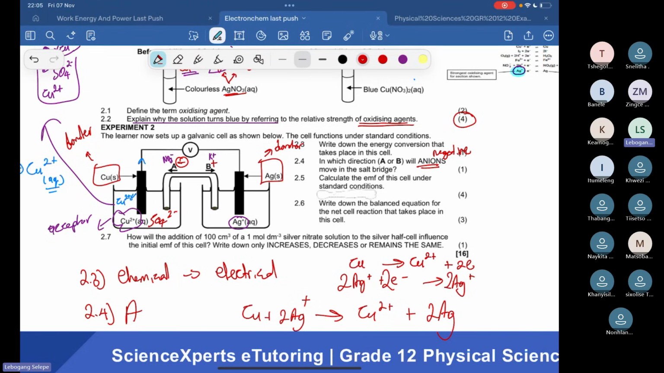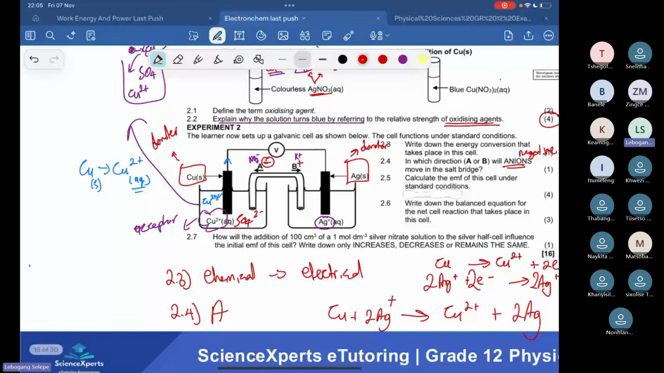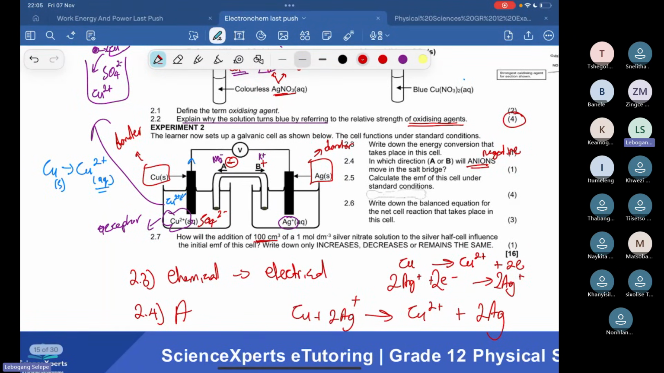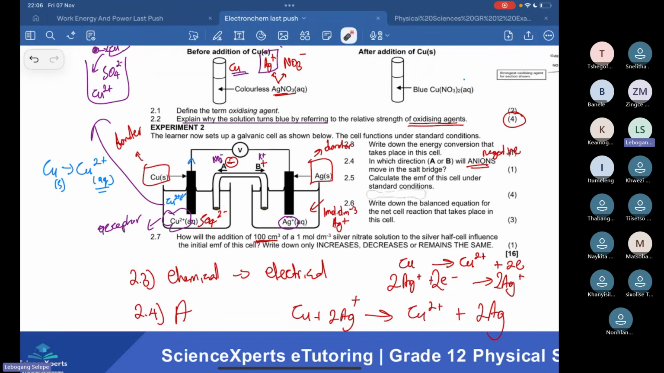Now let's take a look at 2.7. It's that interesting question now. How will the addition of 100 cm³ of 1 mol per dm³ silver nitrate solution to the silver half cell affect the cell reading? So here we add 1 mol per dm³ Ag+. Basically, we add more Ag+ in here. But it does not change the concentration because I added the same concentration, just more of the substance.